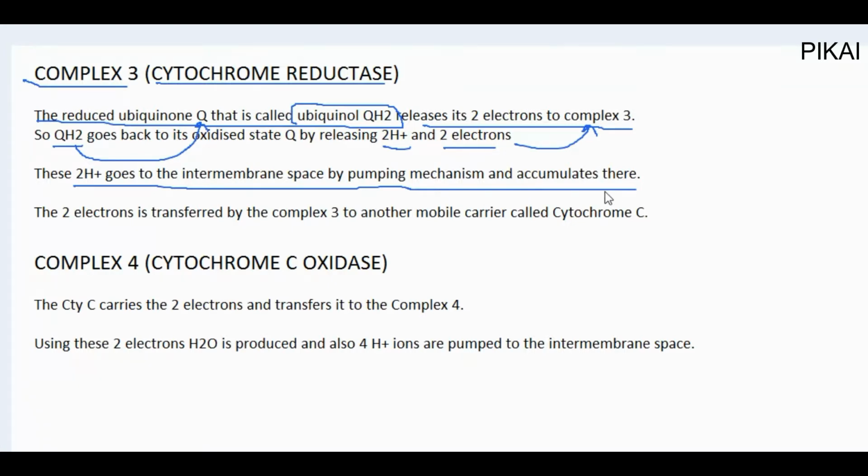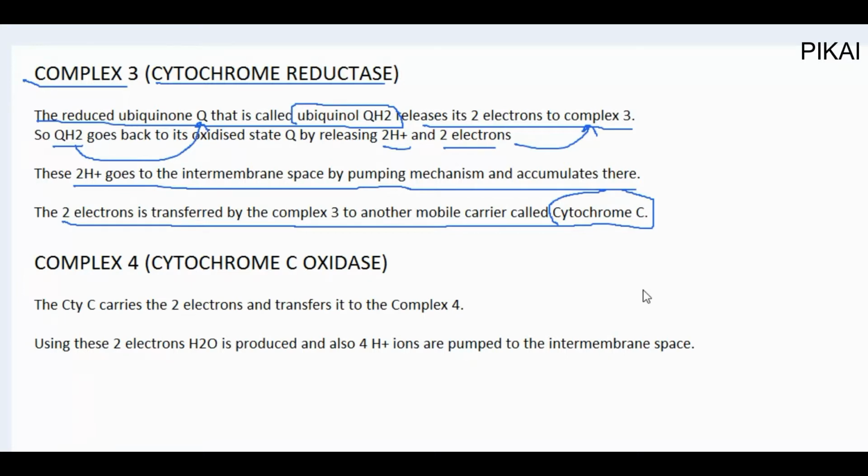So these two hydrogen ions liberated go to the intermembrane space by a pumping mechanism. And what happens to the two electrons? Now these two electrons are transferred by complex 3 to another mobile electron carrier, that is cytochrome C. So this cytochrome C is another mobile electron carrier like the ubiquinone. The difference is that it carries one electron at a time.